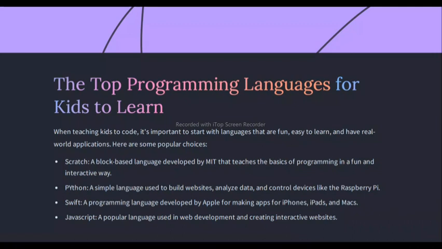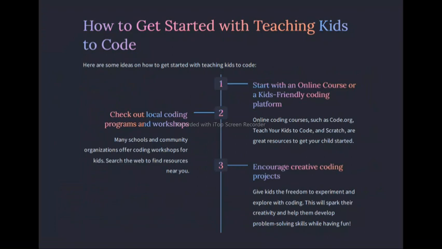Python is highly recommended. And from there, you can go to Swift. Swift is a programming language developed by Apple for making apps for iPhones, iPads, and Macs. JavaScript is a popular language used in web development and creating interactive websites. So these are the top programming languages recommended for kids to learn.